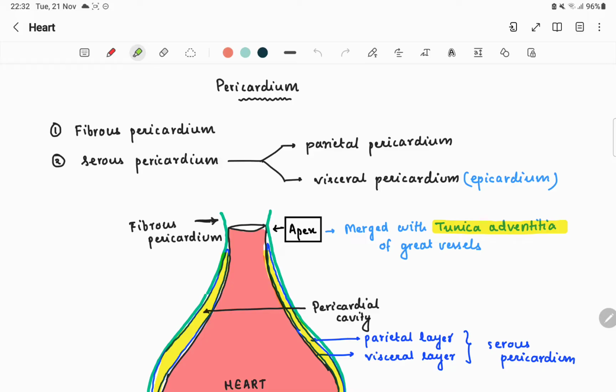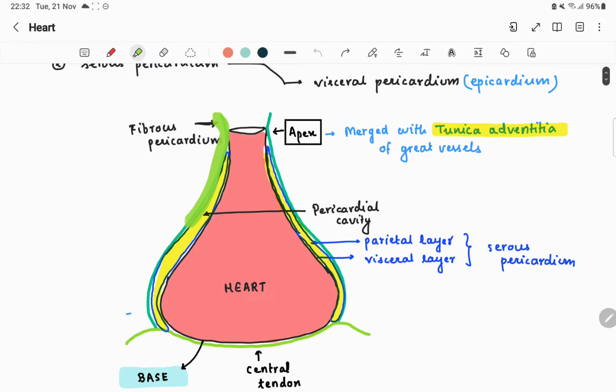So now let's talk about our heart. It is a very important topic, and it is very interesting to learn about the heart. Let's talk about the pericardium, that is the covering of the heart. We have a fibrous pericardium and a serous pericardium. The serous pericardium is divided into the parietal pericardium and the visceral pericardium. The visceral pericardium is also called the epicardium.